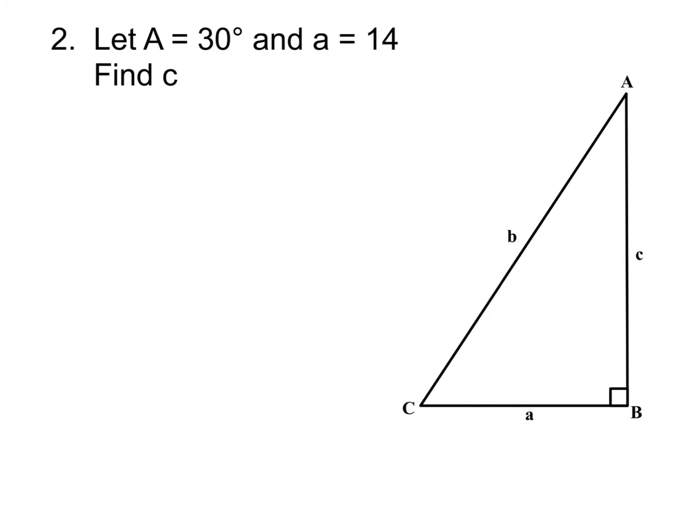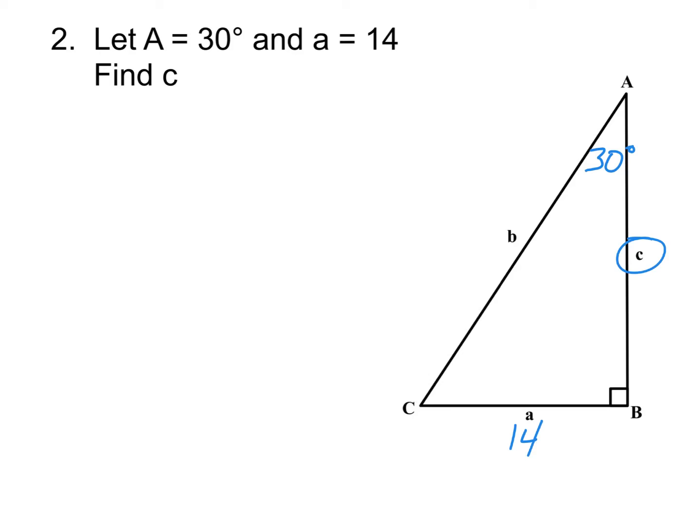All right, next up, number 2. With number 2, I'm going to start the same way I started number 1. And it's actually going to be the same way I start 3 and 4 as well. I'm going to label my picture. So first up, I know A is 30. Notice capital A, so that's angle A, 30 degrees. Lowercase a, so that's side A, is 14. And I'm trying to find lowercase c, so that is side C.